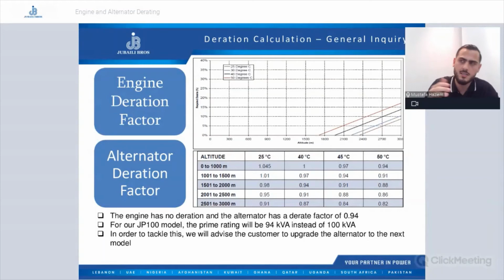Since the derating is only from the alternator side, we can propose to the client upgrading the alternator. Not the full genset, because we have 100 kVA, and the next one is the 135 kVA model. So instead of upgrading the full genset model, which will have quite the commercial impact, we can advise our client to upgrade the alternator only. If he upgrades the alternator to the next model, we couple it to the 100 kVA engine, you will have 100 kVA at 50 degrees Celsius, and you will not have any issue with the derating.